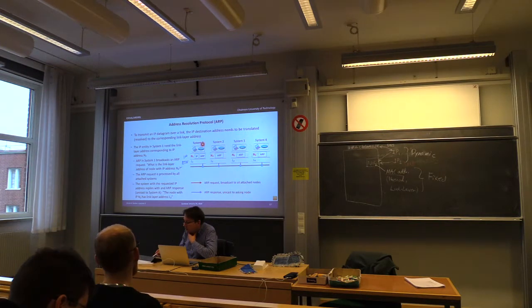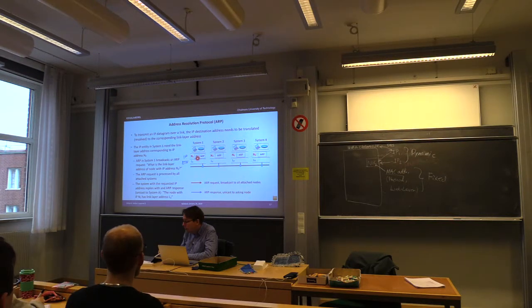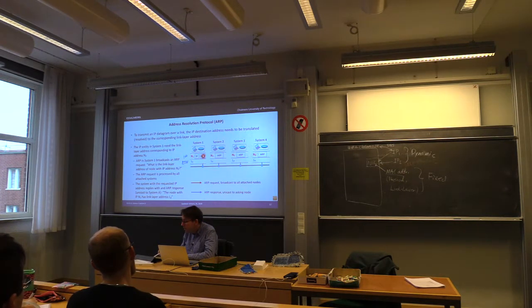If system number 1 wants to transmit an IP packet to system number 2, the IP entity in system number 1 needs to translate this IP address to something that the link layer understands. Okay, and the link layer in system 1 only understands link layer addresses. It doesn't understand IP addresses. So the IP layer here needs to translate the IP address, destination IP address, to the corresponding link layer address.